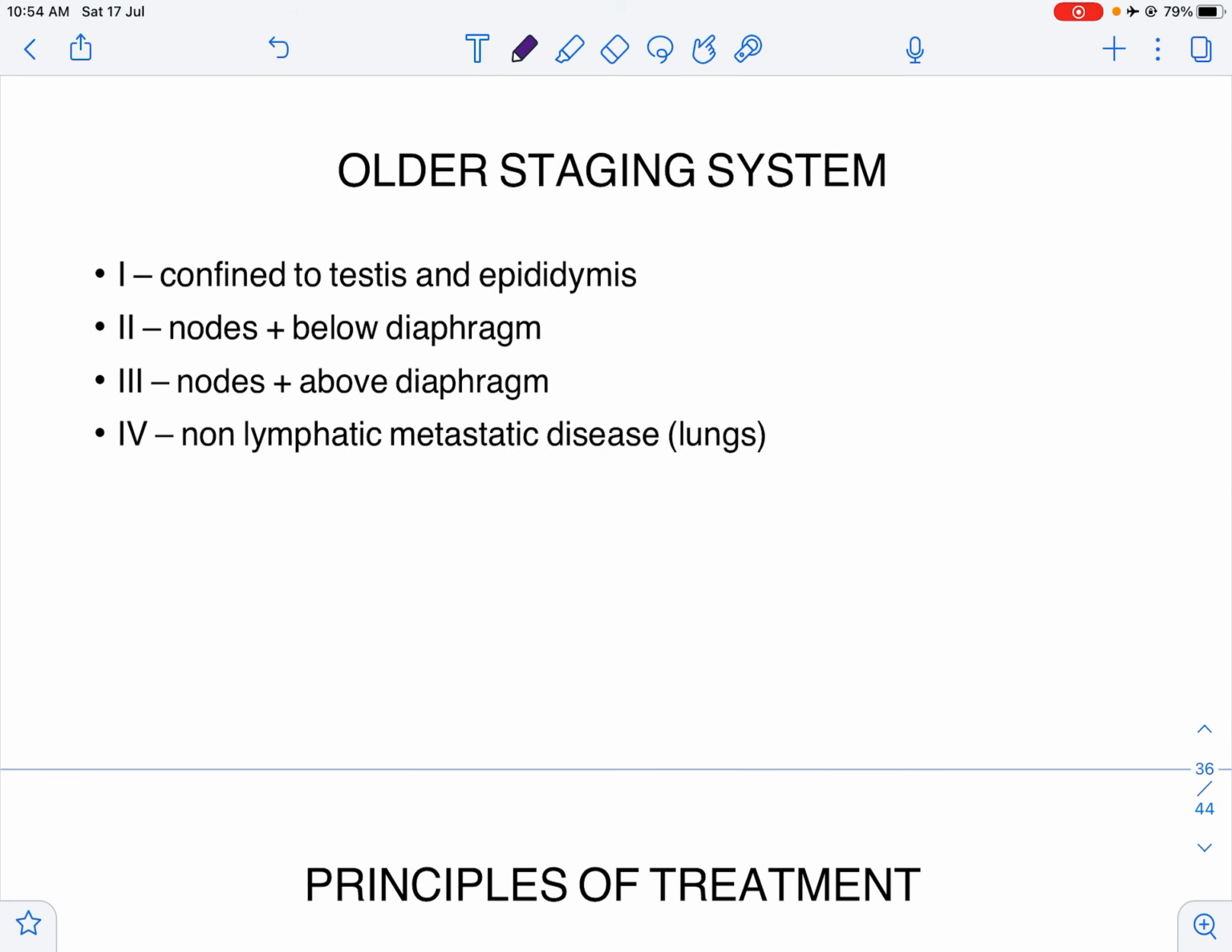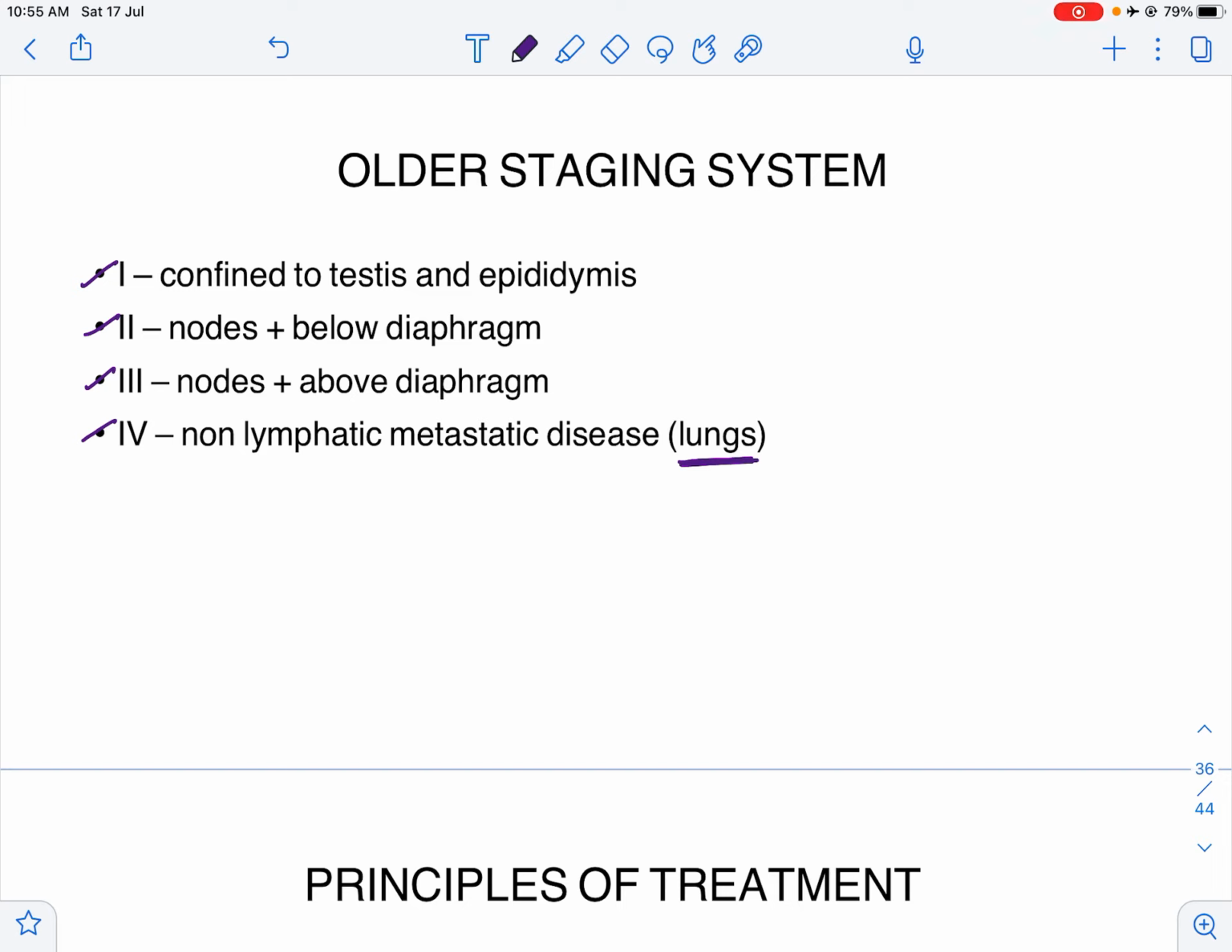Now, Bailey and Love also mentions an older staging system where stage 1 means the tumor is confined to the testis and epididymis only. Stage 2 means the nodes are enlarged, but these nodes are present below the diaphragm. Stage 3 means nodes are enlarged and these nodes are present above the diaphragm. Stage 4 means a non-lymphatic METs, for example, to the lungs.